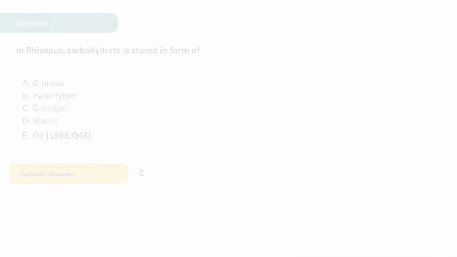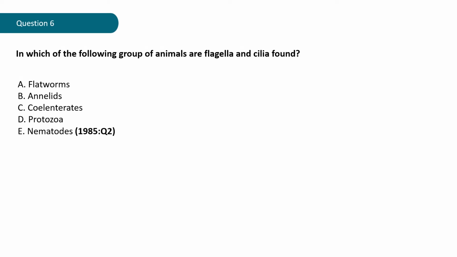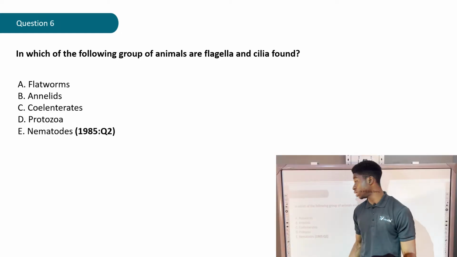for use. Question 6. In which of the following groups of animals are flagella and cilia found? A. flatworms, B. annelids, C. coelenterates, D. protozoa, E. nematodes. 1985, question 2. Okay, let's see what the correct answer says.